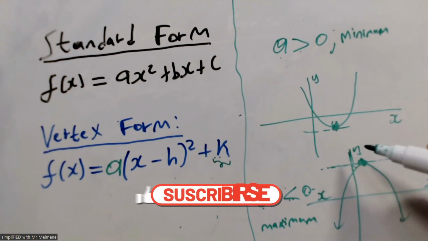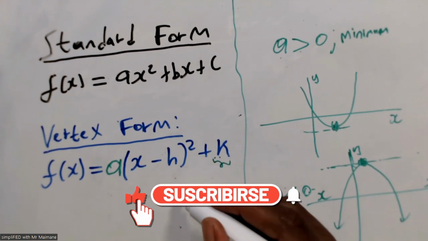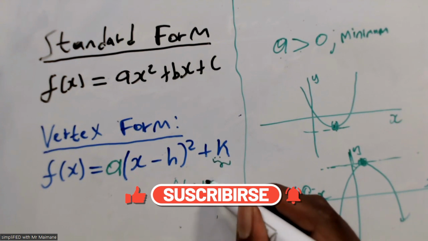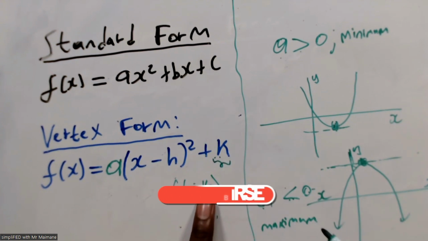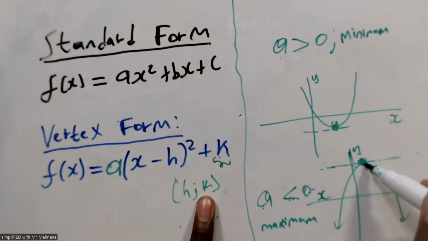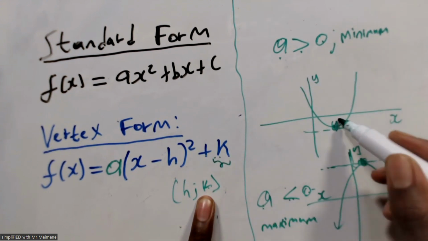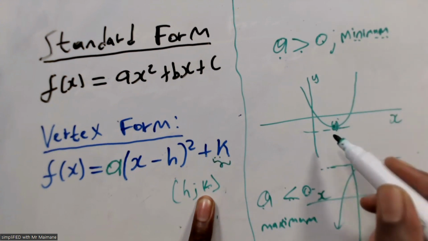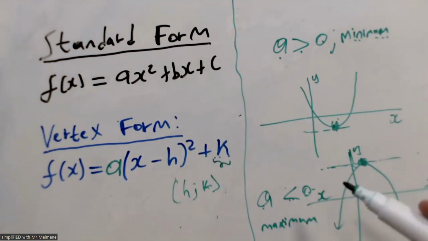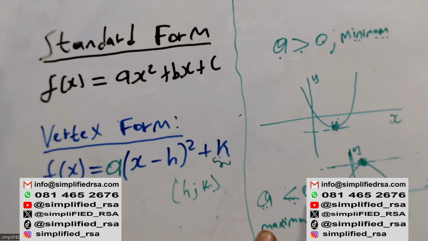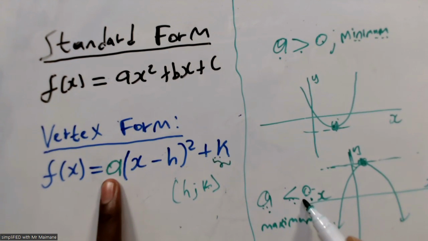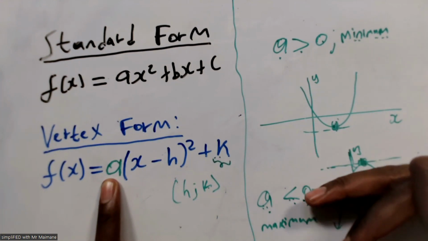Hence, in determining the vertex, the value of y, or rather k, the value of k is the one that determines the maximum or the minimum. So when A is greater than 0, the value of k, we know it represents a minimum value. So it's going to start from there going up. For cases where A is a negative number, so when A is less than 0, we're going to have the case where it is a maximum and then it goes below that.